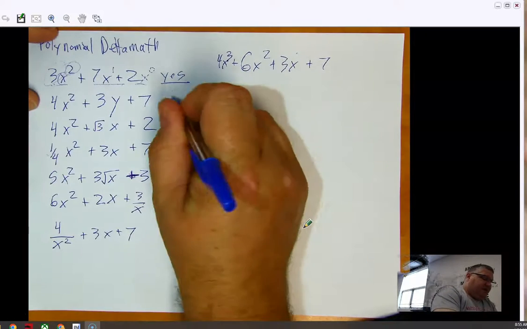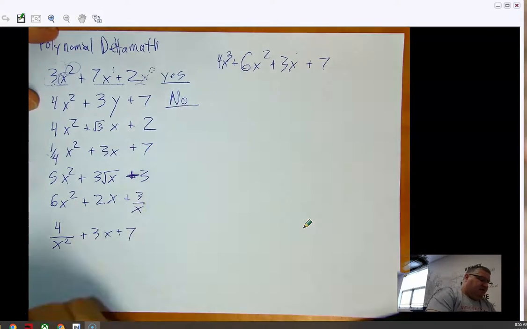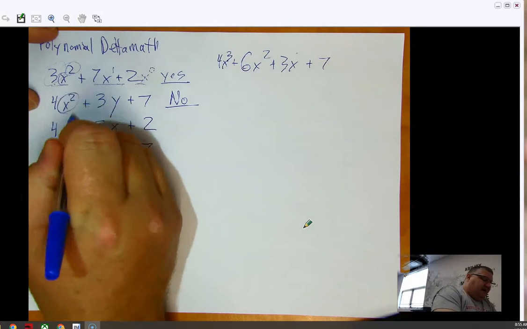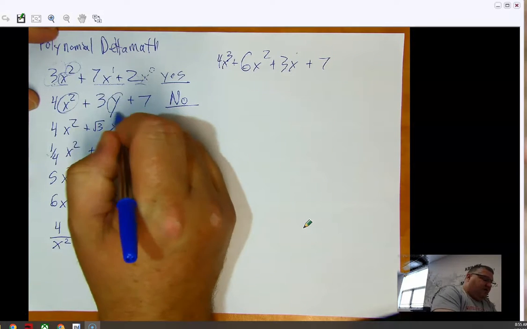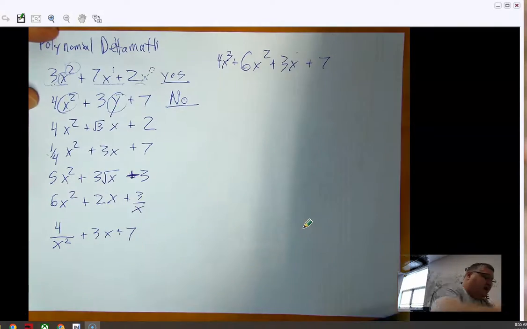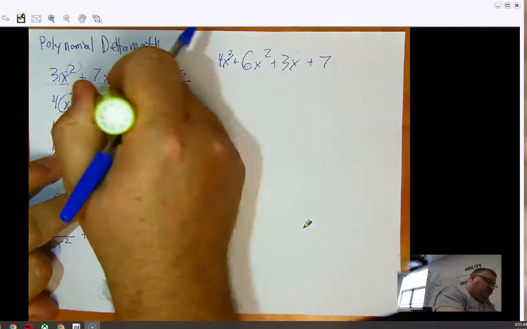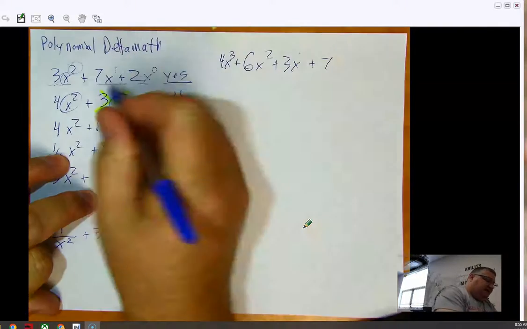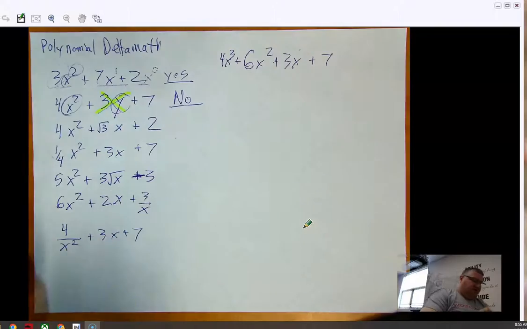This one, no, not a polynomial, because I have x's, but then I have y's. So the y is the problem. It is not a good polynomial.